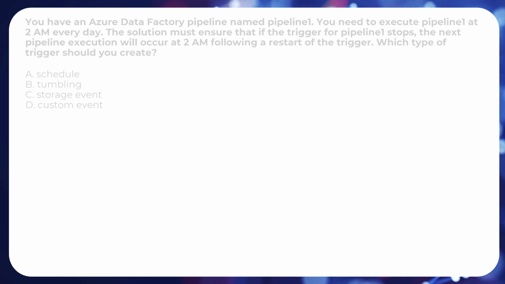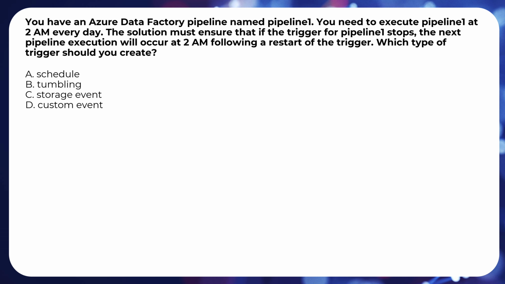You have an Azure Data Factory pipeline named Pipeline 1. You need to execute Pipeline 1 at 2 a.m. every day. The solution must ensure that if the trigger for Pipeline 1 stops, the next pipeline execution will occur at 2 a.m. following a restart of the trigger. Which type of trigger should you create?